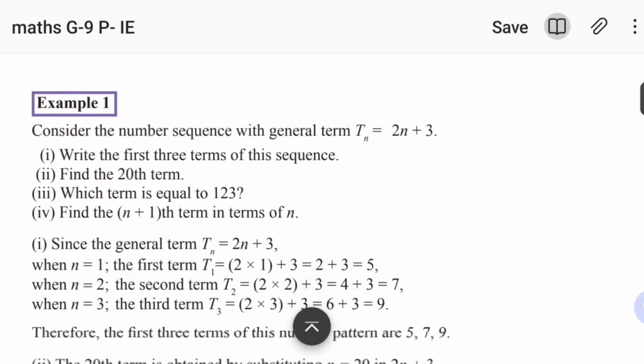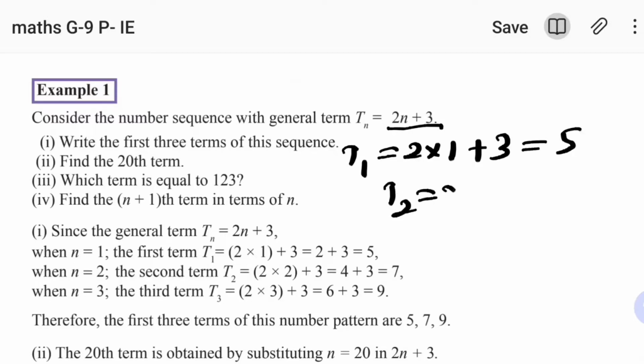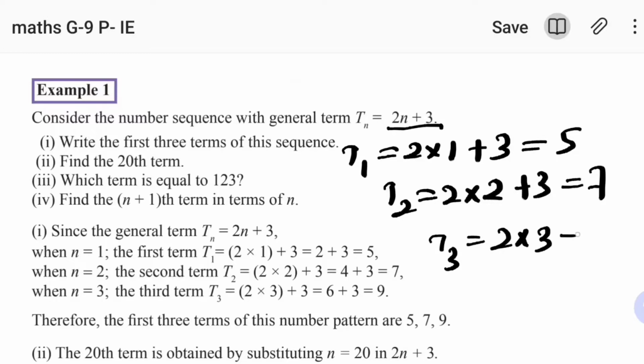Fine. So let's do this example. Sometimes the general term will be given to you, as in this case. If the general term is given, the first question says write the first three terms. So basically that means you have to find T1. T1 is 2 times 1 plus 3. 2 times 1 is 2. 2 plus 3 is 5. T2 will be 2 times 2 plus 3, which is going to be 7. T3 is going to be 2 times 3 plus 3, which is going to be 9. So this is exactly what they have given here.